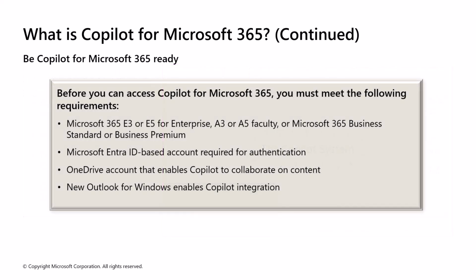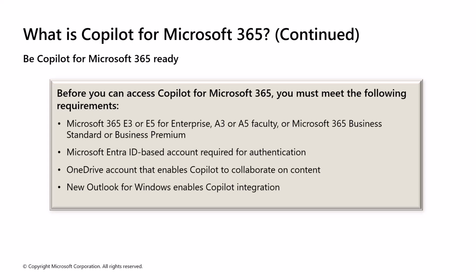So we'll look at how I can be Microsoft 365 Copilot ready. Let's say I'm in IT for my organization. I can now make my organization Microsoft 365 Copilot ready. Before you can purchase Microsoft 365 Copilot, which is more or less like an add-on, you must have either Microsoft 365 E3 or E5 for enterprise, or even Office 365 E3 or E5.